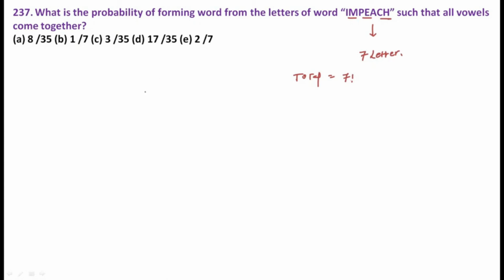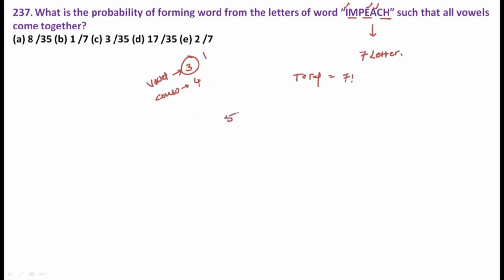Out of that, see how many vowels are there. The vowels here are I, E, A, so the number of vowels is 3. The number of consonants is 4. Now the question: if the vowels are together, it is always one way. And the 4 consonants can be arranged in 4 places.